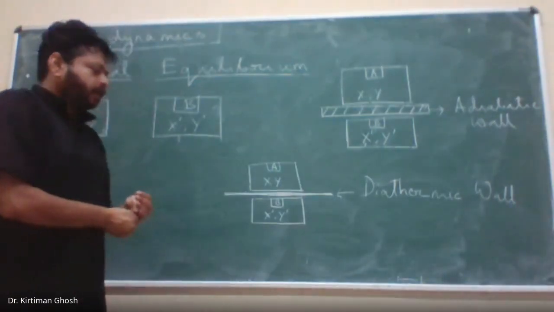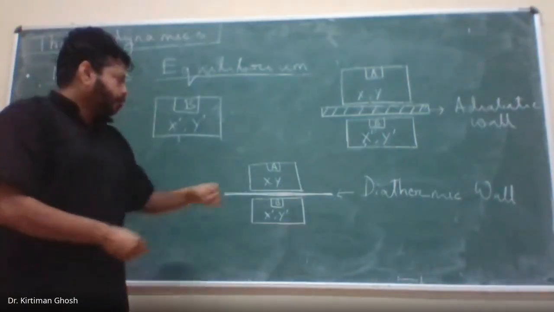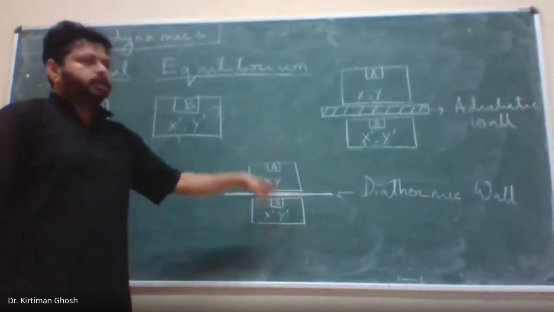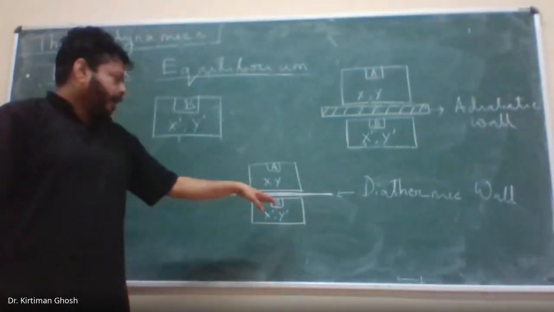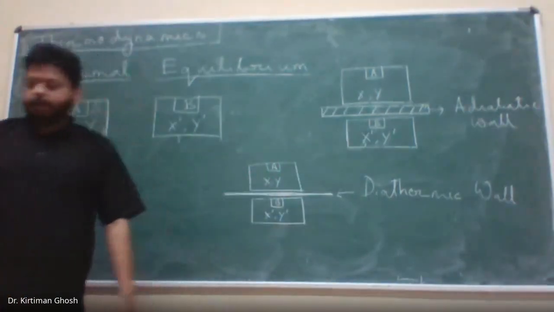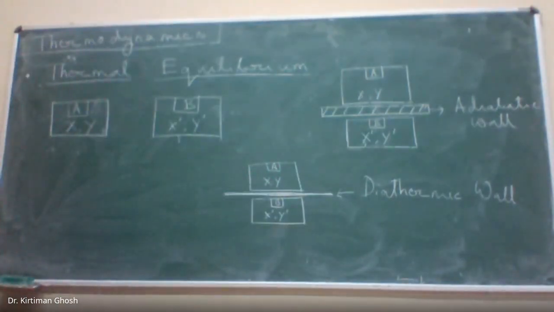So this is the definition of thermal equilibrium. Because we have placed these two systems via a diathermic wall, we allow them to interact thermally, and at some point they will come to an equilibrium. That equilibrium is called thermal equilibrium. So this is the definition of thermal equilibrium.